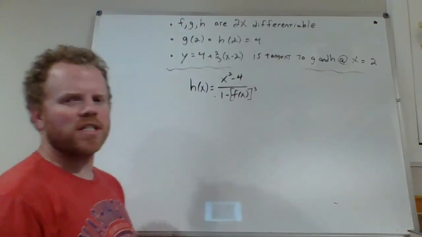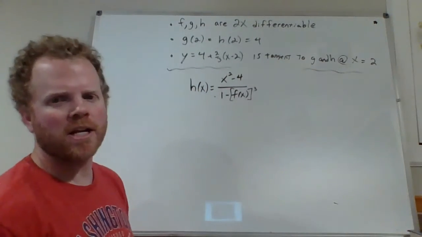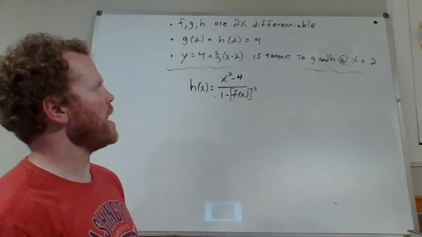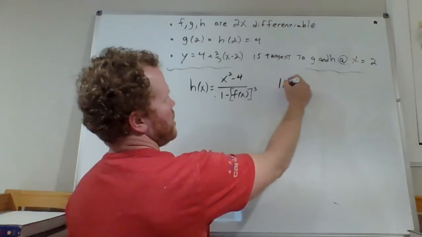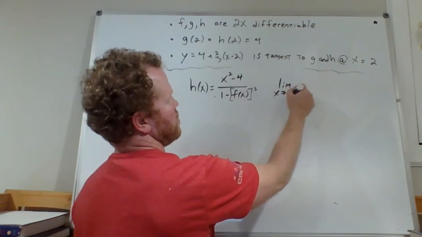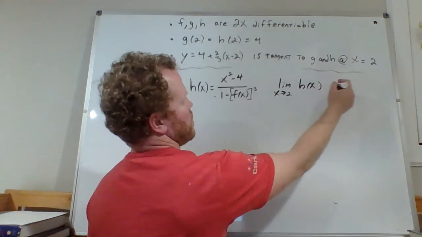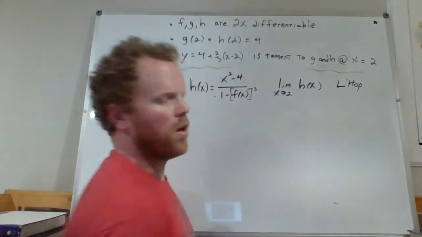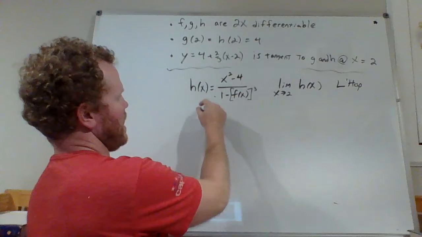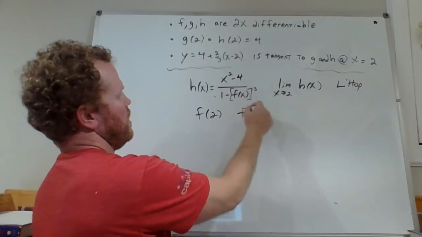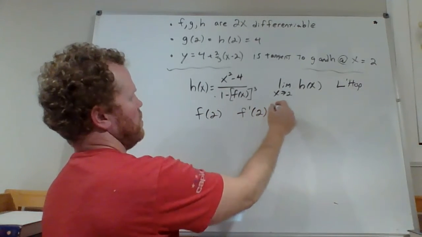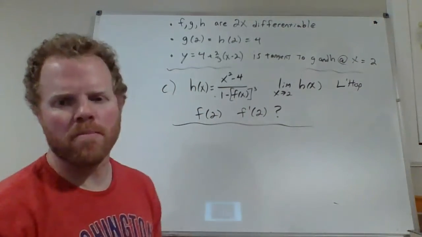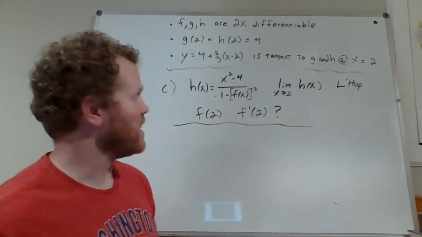But they eventually tell you what this h of x function from the beginning of the problem is. H of x is x squared minus 4 over 1 minus f of x cubed. If you try to do the limit as x goes to 2 of the h of x function, you need to use L'Hopital's rule. And then ultimately it asks you to find f of 2 and f prime of 2. That's the nuts and bolts of the big blurb they're giving you in part C.